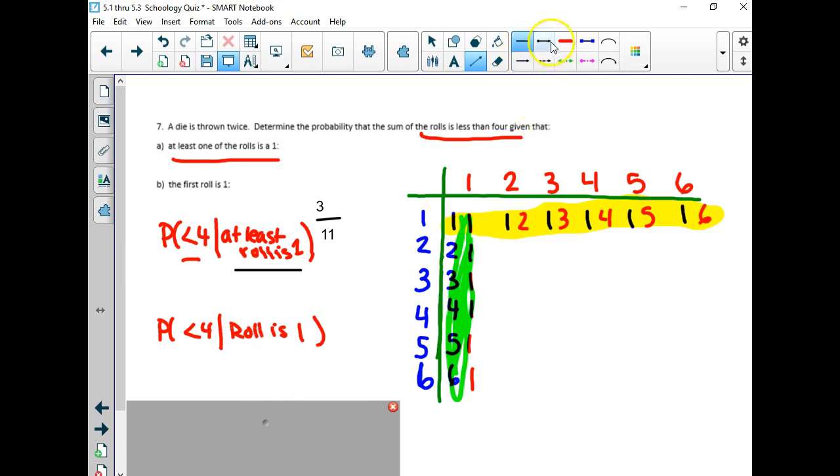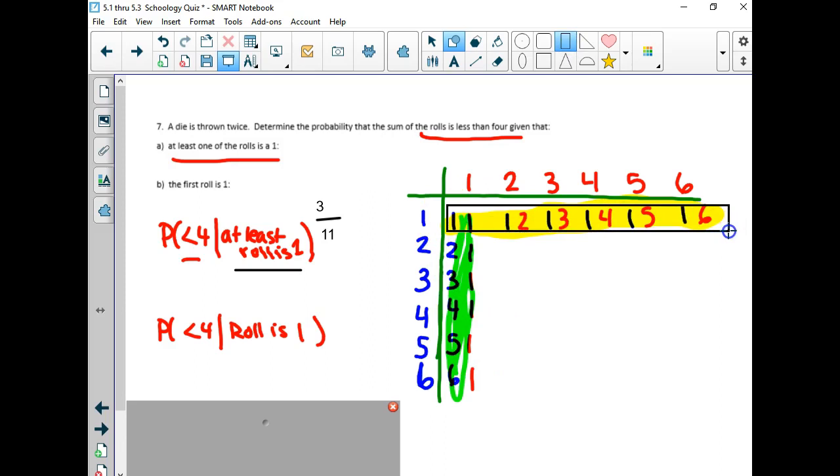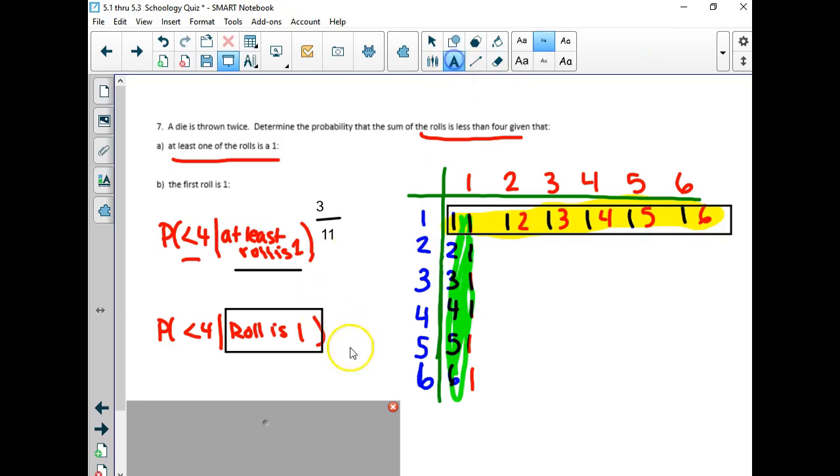Part B says, what's the probability that, given the first roll is a 1? Okay, that changes things for us. So now what I'm going to do is put a rectangle over this row. This is the row where the first roll is a 1. So that's my given right here. I'm only dealing with these outcomes here. How many outcomes do we have?